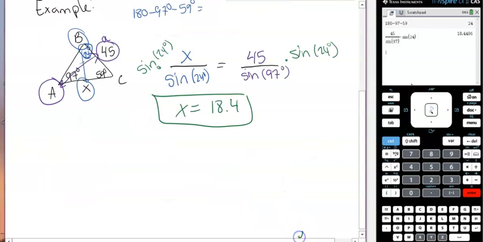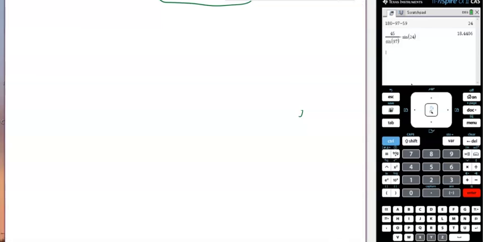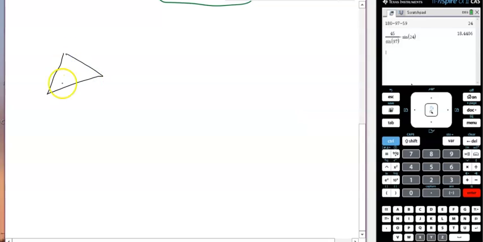So the next piece that you'll need to be able to do is use law of sines to find a missing angle. What that will look like is you'll get a problem like this, where you know two sides of a triangle, one of the opposite angles, and you're trying to find the other opposite angle.